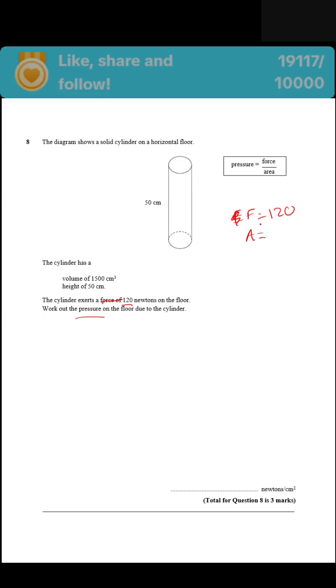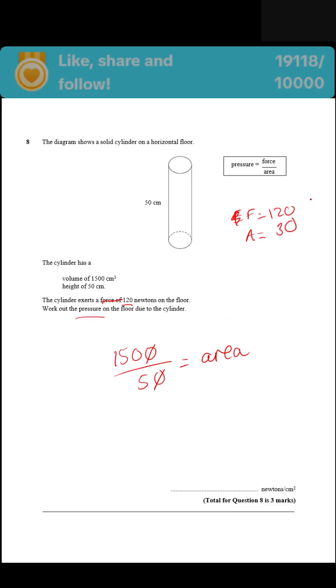If we want to find the area, we work backwards through the volume formula. We do 1,500 divided by 50 to get the area, because the volume is the area of the cross section times the height or the depth. If you struggle with that, divide them both by 10. You get 150 divided by 5. 15 divided by 5 is 3, times by 10 gives you 30.